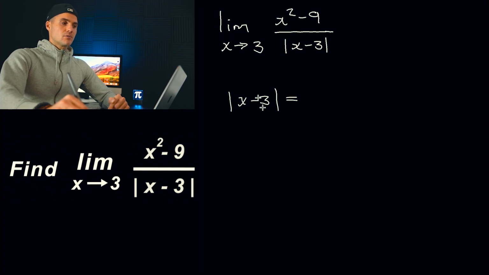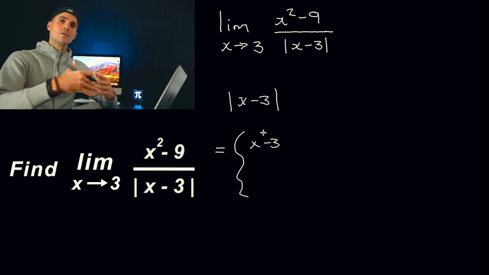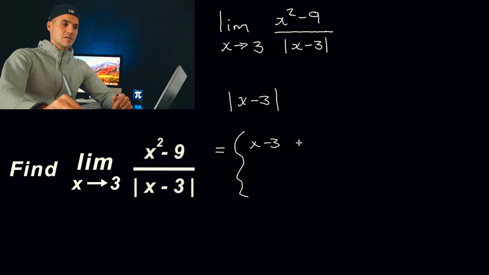So just in general, the absolute value of x minus 3, we can rewrite this as a piecewise function, right? So we know that x minus 3 is going to stay as x minus 3 as long as that x minus 3 expression is going to be positive. And we know that that's going to be positive when x is greater than 3, right? When x is greater than 3, this expression x minus 3 is going to be positive, which we would just keep positive as x minus 3.